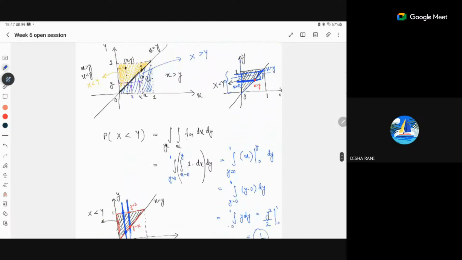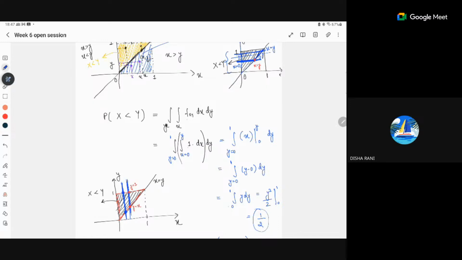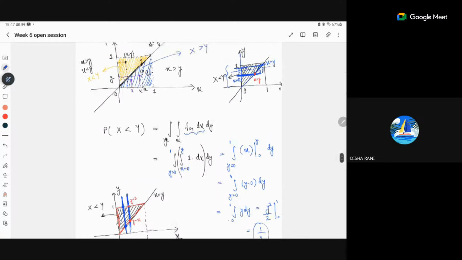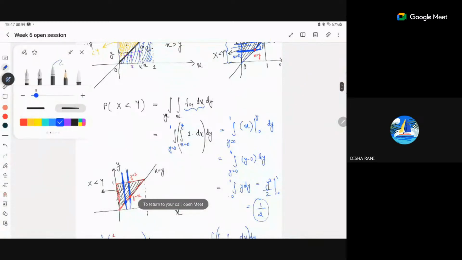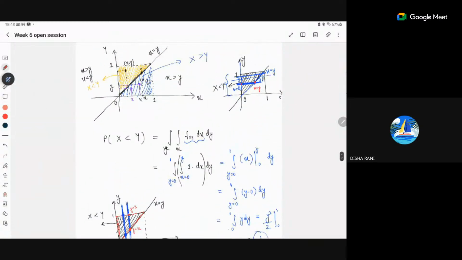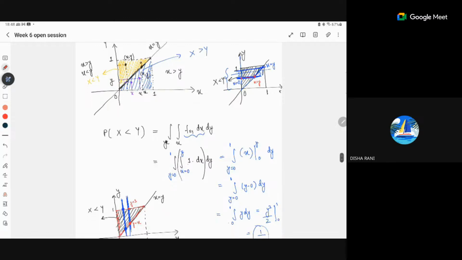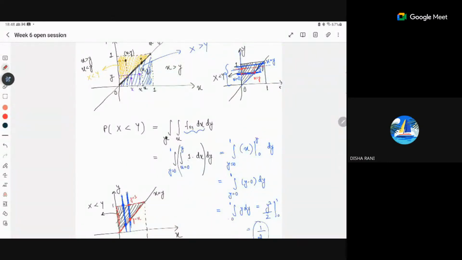See, before, what we did is we first integrated with respect to x, right? So we need to know what is the limit of x that you would put. Whenever you have to integrate first with respect to x, you draw a horizontal strip parallel to x-axis and then you see how your x is varying. So when we first integrated with respect to x, I saw that my x was varying from 0 to y, right? Any line we drew, we see that my x is varying from 0 to y.